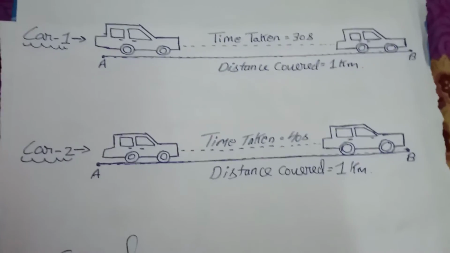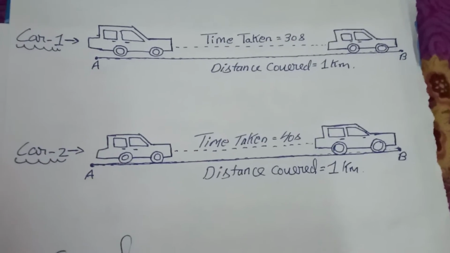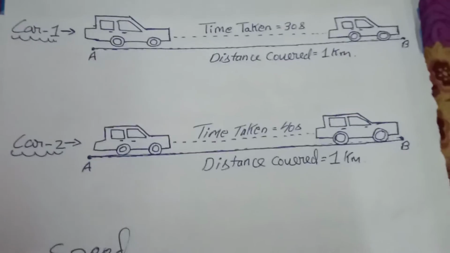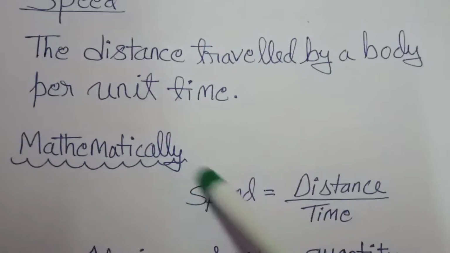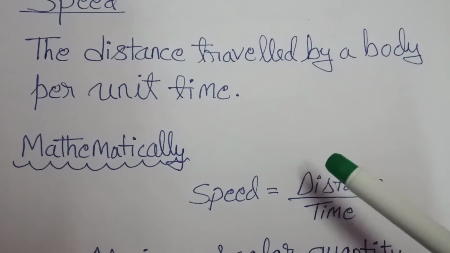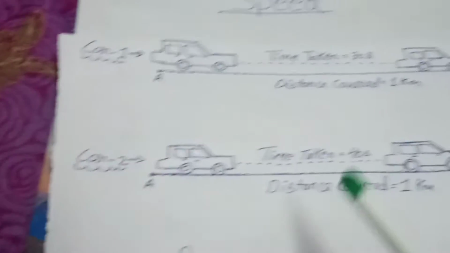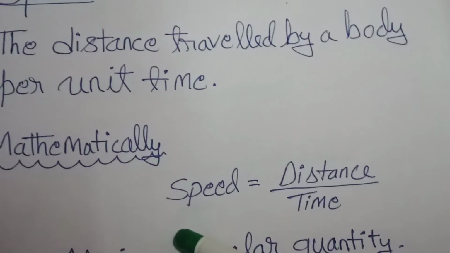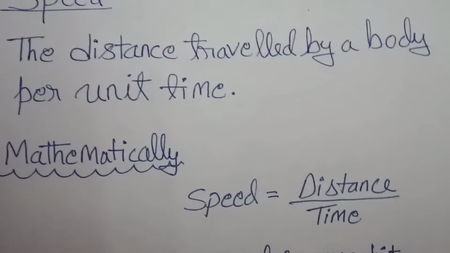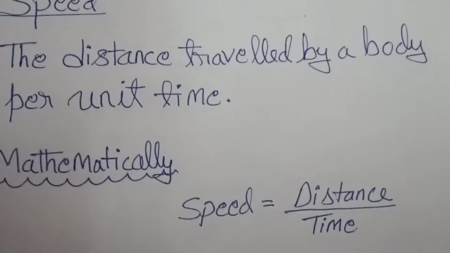So now let us go for the mathematical formula of speed, meaning applying the formula, how we can find the speed. This is the mathematical formula for speed. Speed is nothing but distance covered divided by time. That means if you know the value of distance and the value of time, you can easily find the speed. For example, here the distance is 1 kilometer and the time is 30 seconds. If you put the value of distance and time, then you can easily find the speed. That's how speed is calculated. I hope you understand what speed actually means.